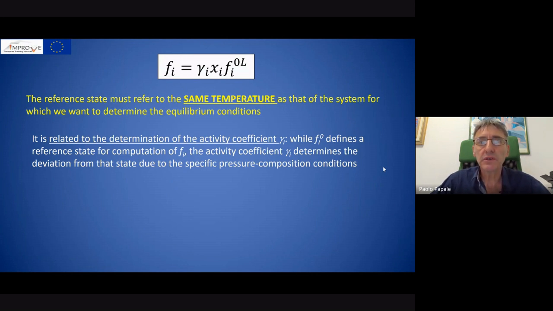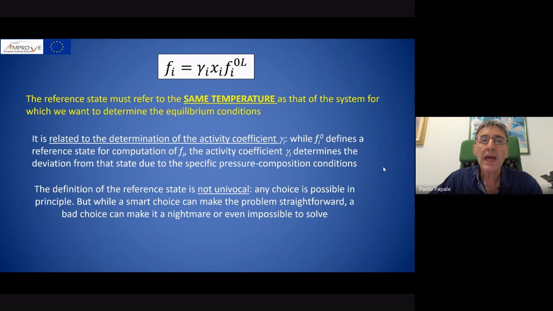What is important here, again, is to understand the link between reference fugacity and activity coefficient. When defining a reference state, we are also defining the activity coefficient, as the activity coefficient describes the deviation from that selected reference state to the effective state of the component in the mixture. In other words, the job of defining the fugacity of a component in a liquid mixture is partitioned between the reference fugacity and the activity coefficient.